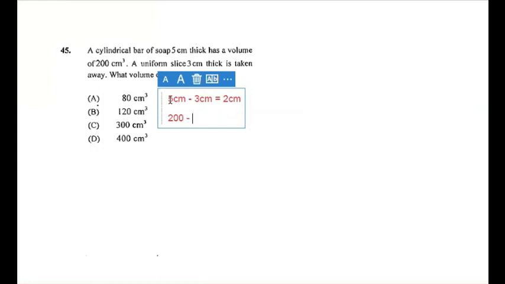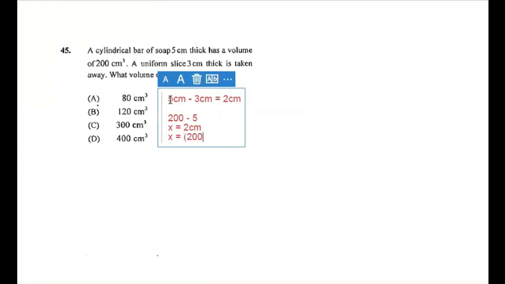45. A cylindrical bar of soap 5 centimeter thick has a volume of 200 centimeter cube. A uniform slice 3 centimeter thick is taken away. What volume of the soap remains? So the thickness of soap that we're trying to find out is 5 centimeter minus 3 centimeter, which leaves us with 2 centimeters. So 2 centimeter is what we're trying to find. So if 200 centimeter cube is equal to 5 centimeter, x is equal to 2 centimeter, and we're transposing for x.